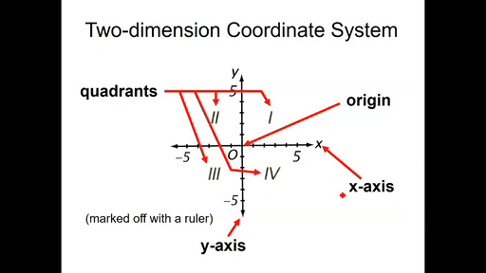I've never heard of an explanation why it goes counterclockwise, 1, 2, 3, 4. That's always bothered me a little bit. There's probably a good mathematical reason.